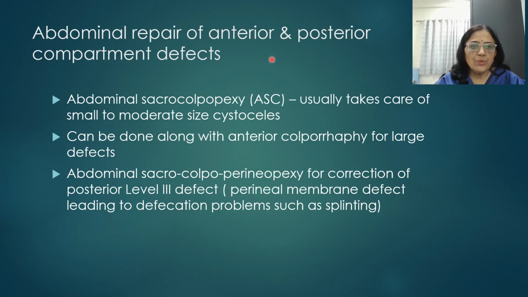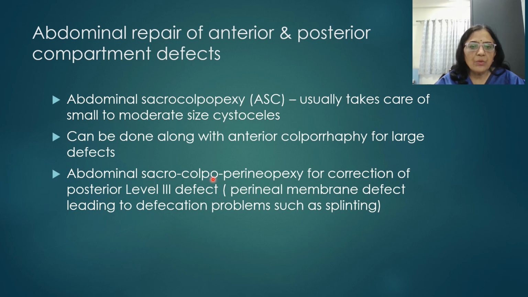Can we do the anterior and posterior compartment defect repair abdominally? Yes. When we do abdominal sacrocolpopexy, it usually takes care of small to moderate size cystocele. There is no need of doing additional colporrhaphy. But if it is a large defect, then we have to do anterior colporrhaphy along with abdominal sacrocolpopexy.